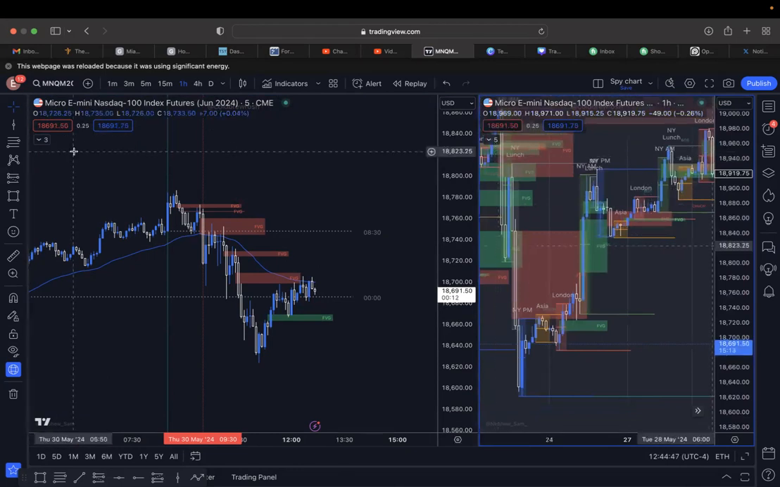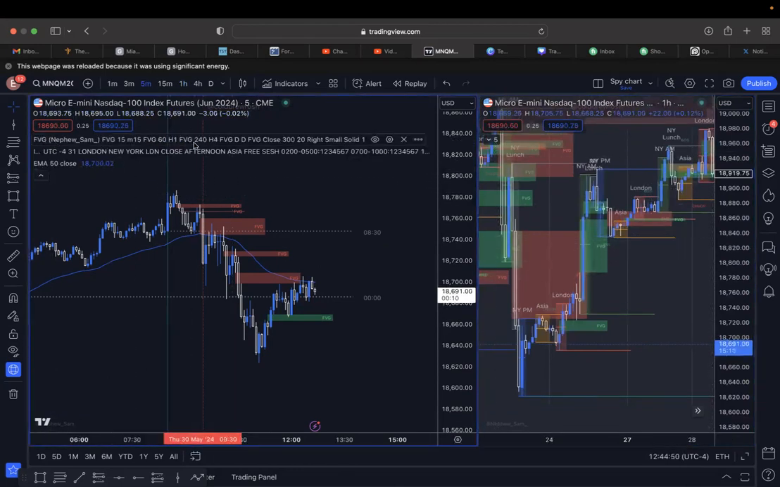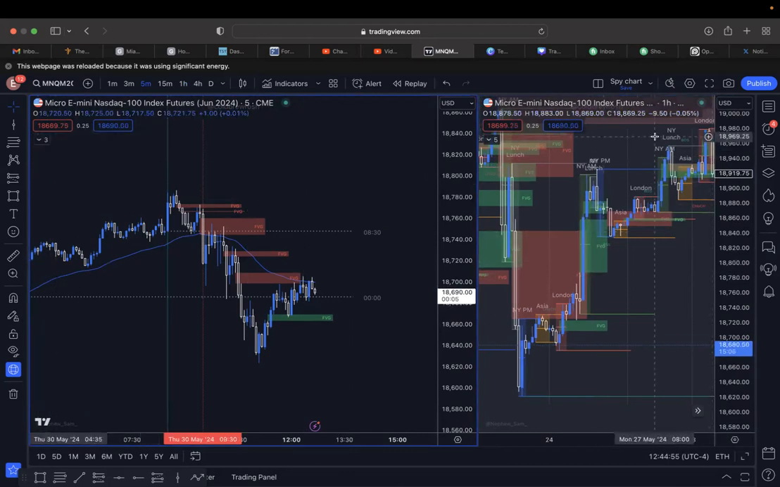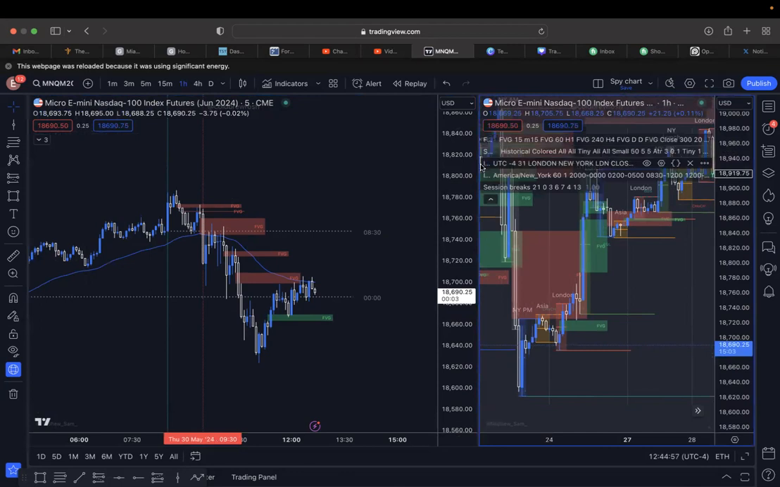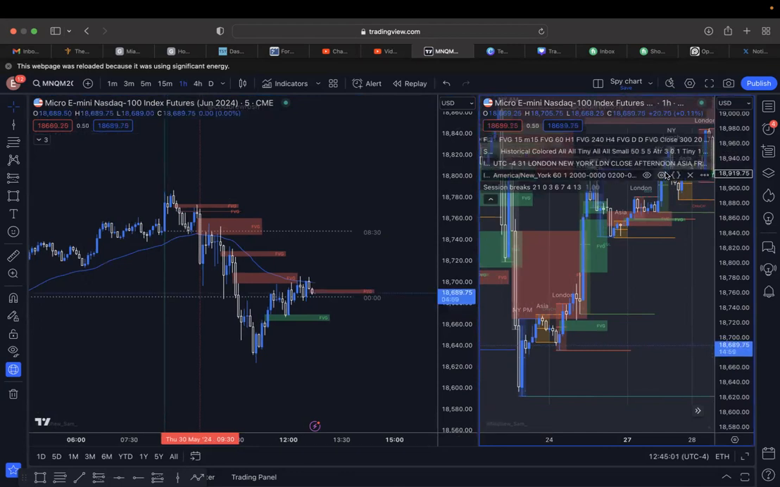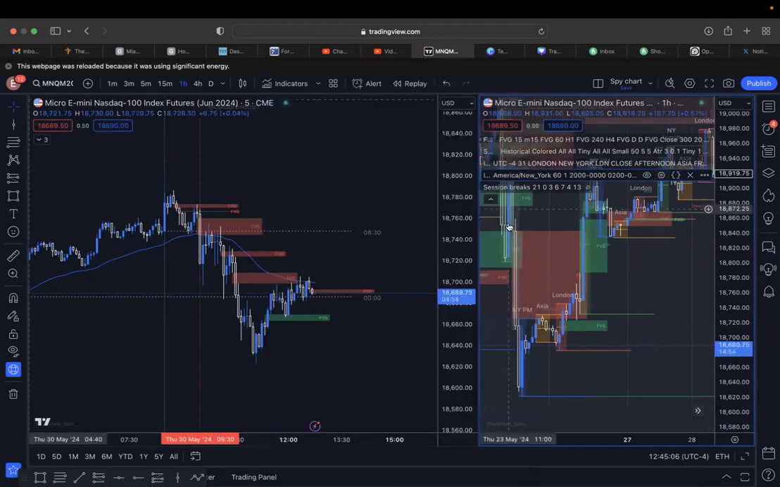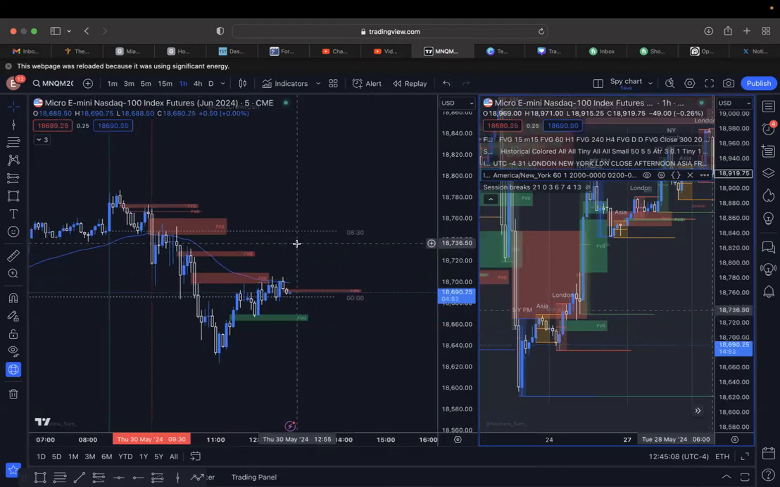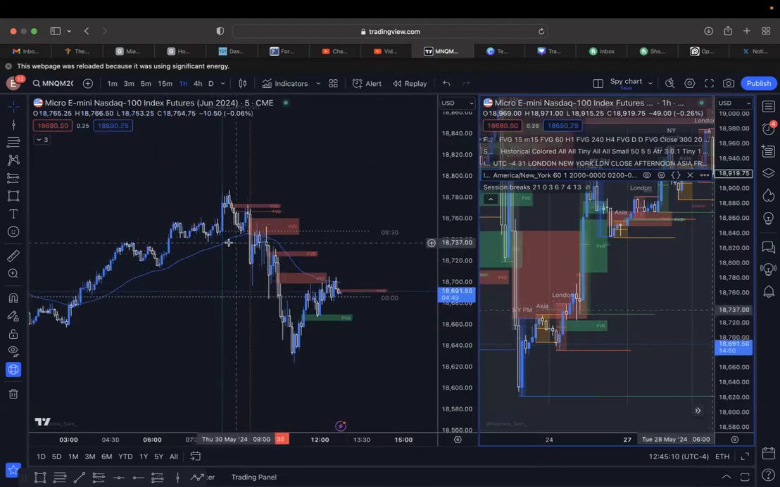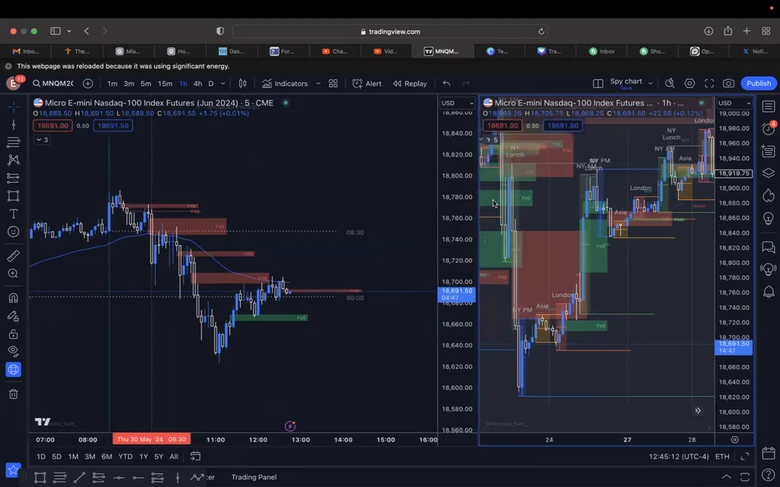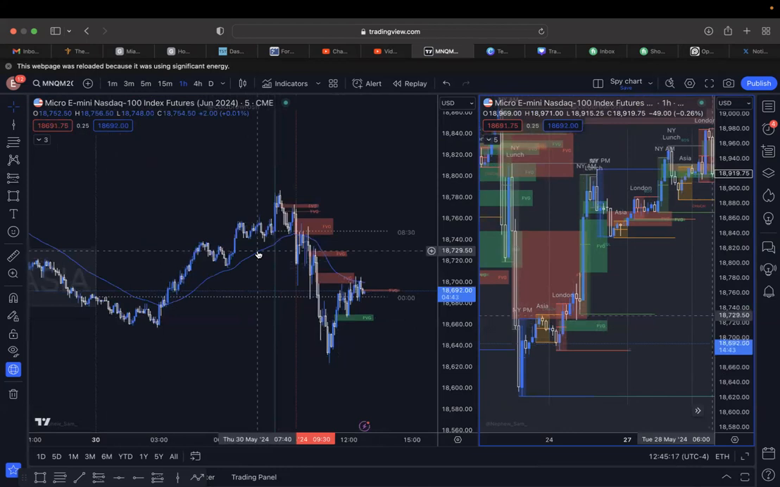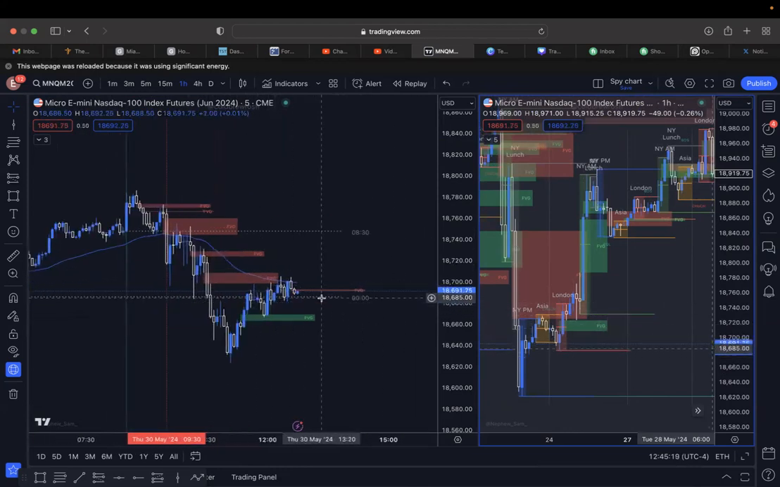So my top indicators: obviously number one, the fair value gap indicator by Nephew Sam. Number two, ICT Sessions. Then number three, ICT Everything. Number four, SMC Smart Money Concepts by Lux Algo. Then number five, the EMA. And these are very beginner friendly.